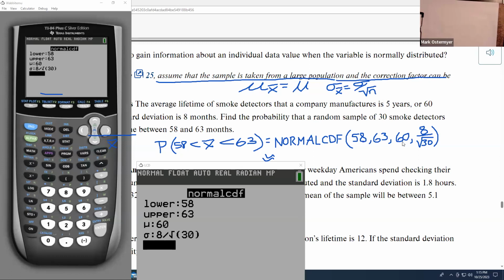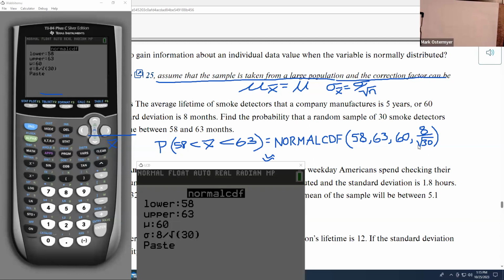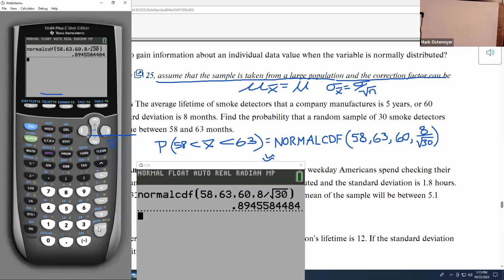Anyways, the mean of all those thousands and thousands of sample means is always equal to the mean of the population, which is 60 months. The standard error of all those sample means is equal to the standard deviation of the population divided by the square root of the sample size. So that's what you've got to enter for the standard deviation for this sampling distribution. Not 8, but 8 divided by the square root of 30. And when you dial that up on your calculator using your normal CDF function, you should get a probability of about 0.895. There's your answer.